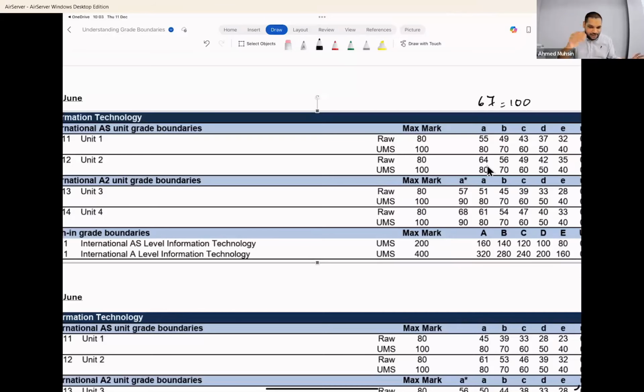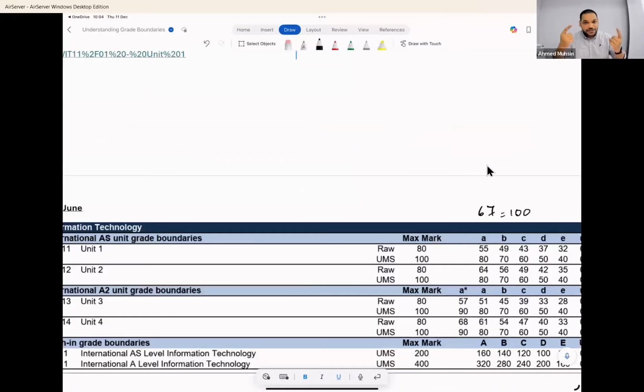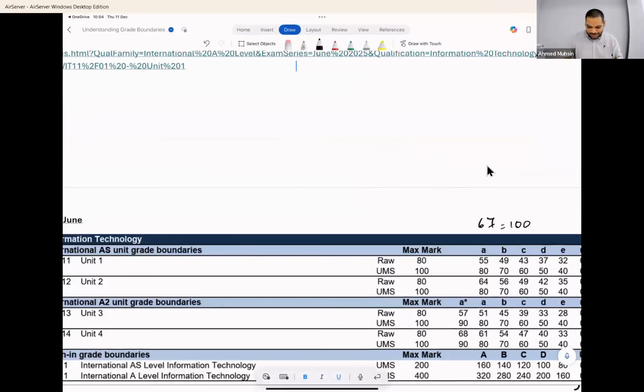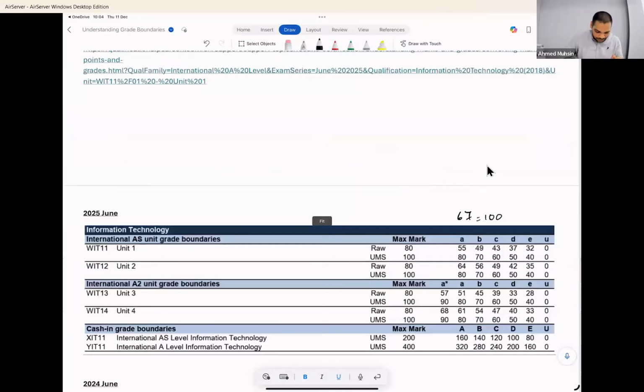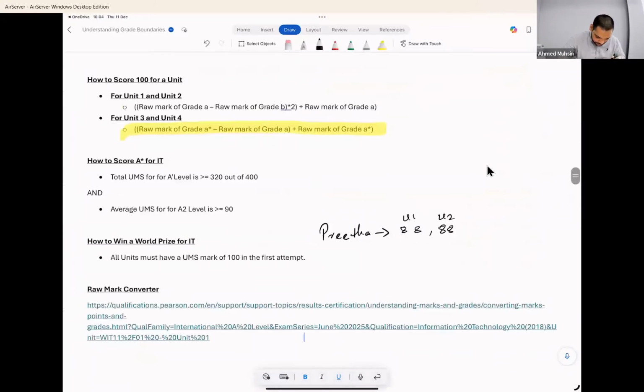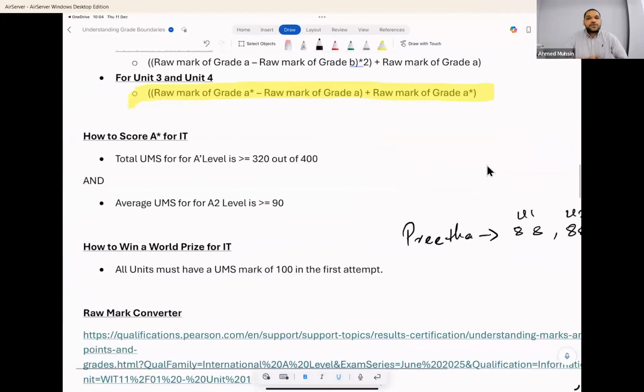No worries. Everybody, still there is hope. It's not the end. So world prizes, right now, no chances for us in this particular batch, because in your first attempt, you have to score 100 marks. Everybody, now let's read this. How to score an A star for IT. You guys still have a chance.